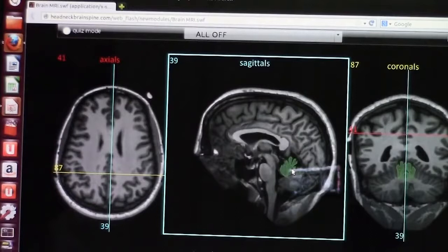Here you see the anterior cerebellar lobe. Here you see the posterior cerebellar lobe, and here you see the vermis. This part is the midbrain and the tegmentum of the midbrain. This is the tectum of the midbrain I am pointing to. This part is the inferior colliculi. This part is the superior colliculi.